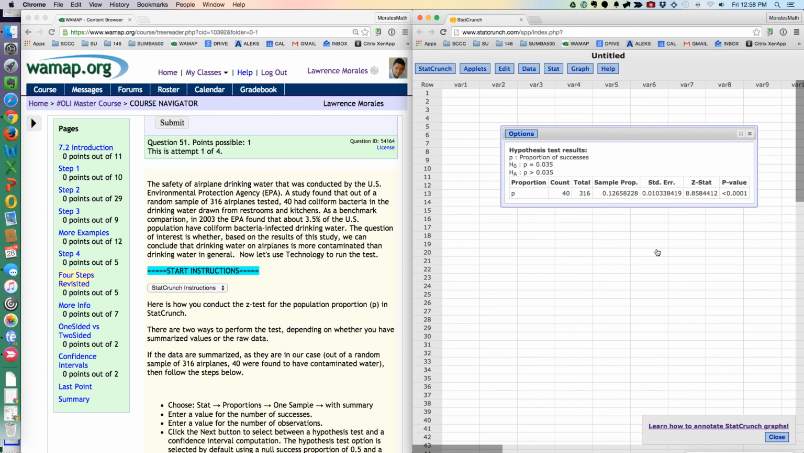So when we go to interpret this, what we're saying then is that we have enough statistical information here to reject the null hypothesis. So we reject this hypothesis here, which allows us to accept this alternative and conclude that we have enough statistical data to indicate that the drinking water on airplanes is more contaminated than the drinking water in general.